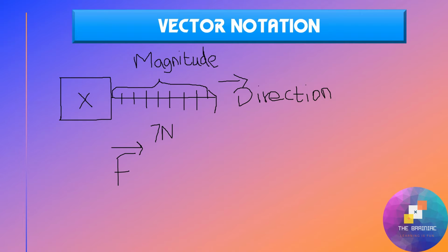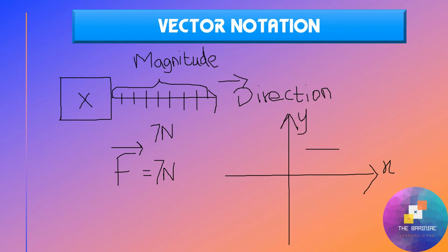Thus, force is a vector with a 7 newton magnitude, and if you point its direction, it's in the right side. If you put it up on a coordinate plane with both the x and y axis, we can say the force 7 newton acts in the positive x direction. The force here has a magnitude of 7 newton, and also it is in the positive x direction. Hence, we can write it as, carefully look at this point.